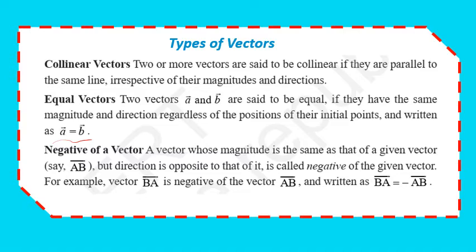So we have vector BA, which will be the negative of vector AB, and we write vector BA equals negative of vector AB. Simply, we keep the magnitude the same, they must be equal in magnitude, but we only change the direction. AB becomes BA. Clear? So pause and note down these definitions.